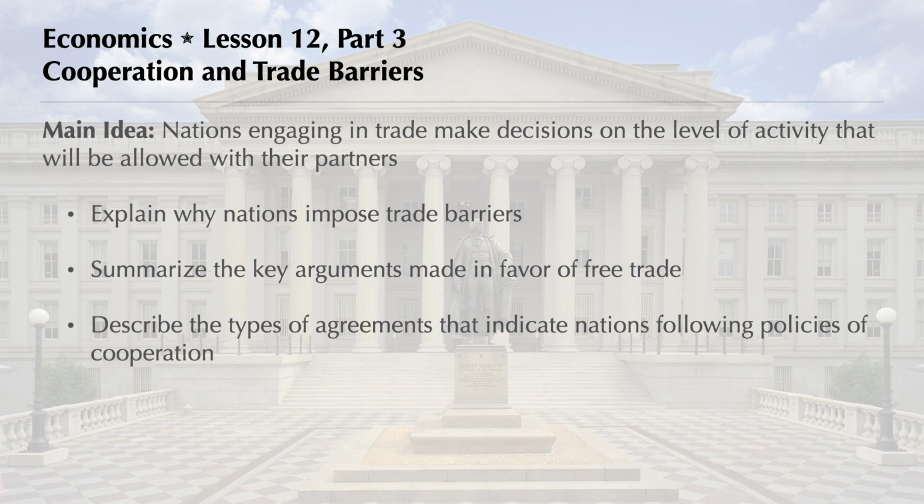The main idea behind this economics lesson is nations engaging in trade make decisions on the level of activity that will be allowed with their partners. With that in mind, by the end of watching this video, you will be able to explain why nations impose trade barriers, summarize the key arguments made in favor of free trade, and describe the types of agreements that indicate nations following the policies of cooperation. Now that the outcomes for this lesson have been shared with you, let's get started.